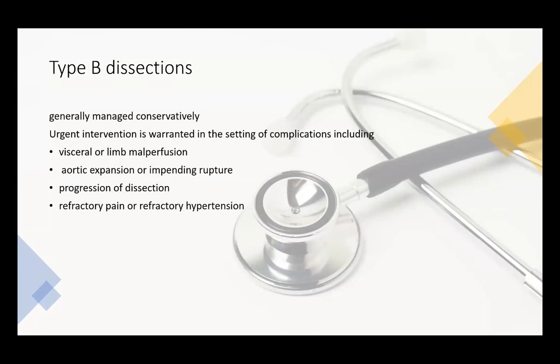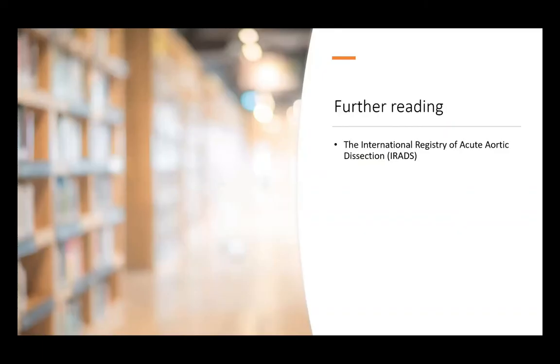Type B dissections are generally managed conservatively. Urgent intervention is warranted in the setting of complications, including visceral or limb malperfusion, aortic expansion or impending rupture, progression of the dissection, or refractory pain or hypertension.